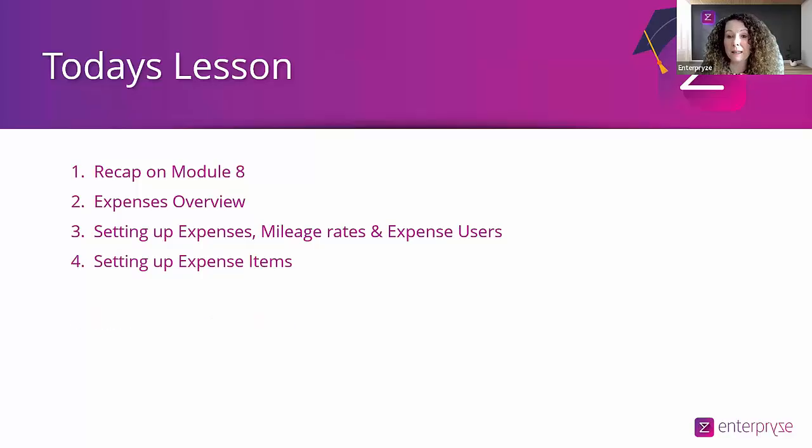We will look at setting up the expense items, and I think I've mentioned those there already. So expense items really are under the receipts heading, such as meals, accommodation, flights, parking, whatever it is that you are compensating your employees for in terms of expenses. So they're all the different expense items. And of course, mileage is an expense item.